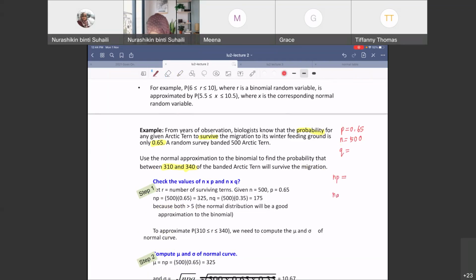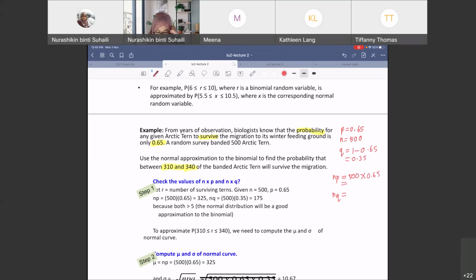Minus 0.65. Say again? Q is 1 minus 0.65. 1 minus 0.65, yeah? Okay, that's 0.35. Okay, n is 500. p is 0.65.